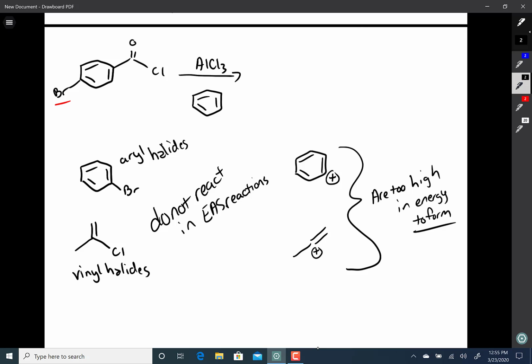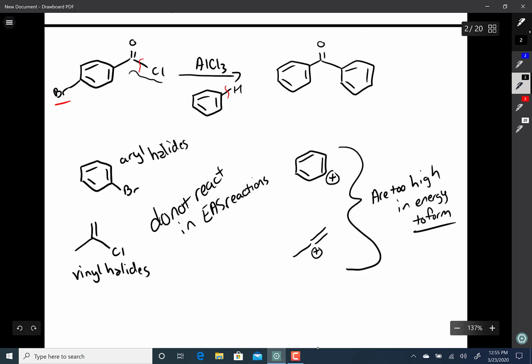And even with a strong Lewis acid, it's unlikely that the halide is going to be able to be pulled off to form these carbocations. So as a result, they're not used in EAS reactions. So you can safely say that only the acid chloride here is used in the EAS reaction. We clip off the Cl, clip off the H. There.